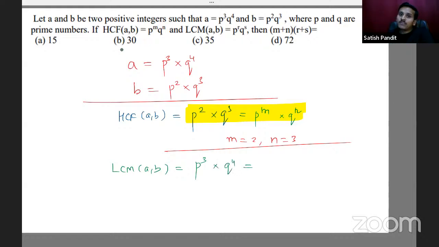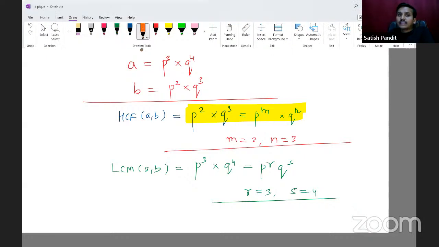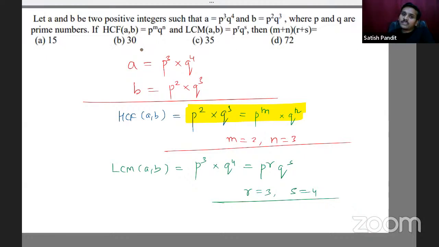So if you compare with P to the power R into Q to the power S, what will be R? And what will be S? So we have found out all the numbers. And therefore, M plus N means what? 2 plus 3 into R plus S, 3 plus 4. 2 plus 3 is 5 and 3 plus 4 is 7. Answer is 35. Answer is option C.